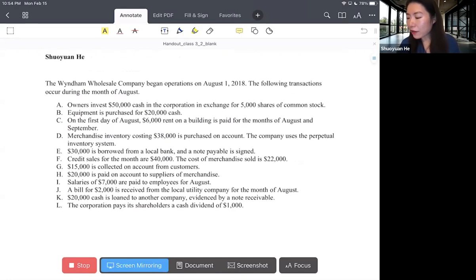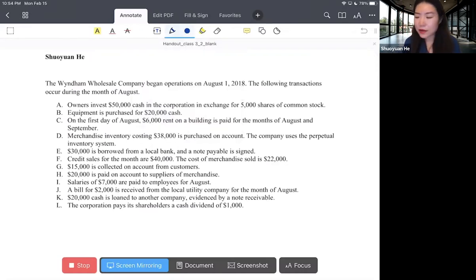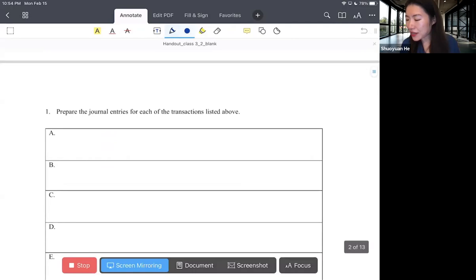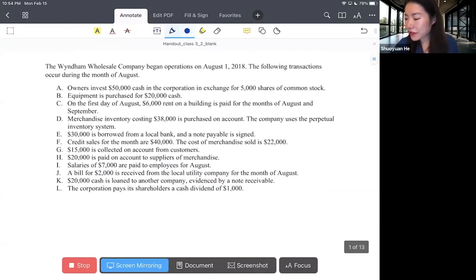So we have all of the transactions here. And the first thing I'm asking you to do is prepare the journal entry for each of the transactions listed above. So the first one: owner invests 50,000 cash in the corporation in exchange for 5,000 shares of common stock. What is the journal entry?